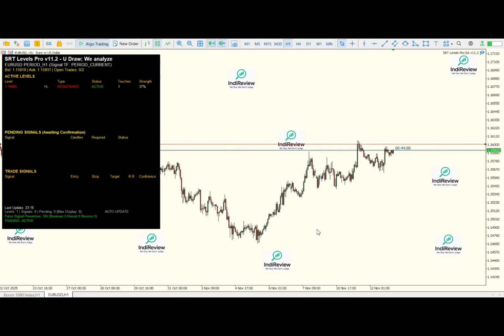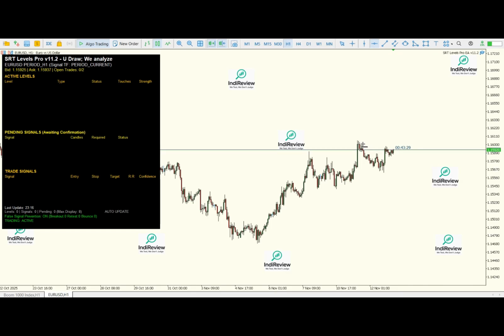All right, so let's see what this whole thing is all about. The SRT Levels Pro identifies your levels and then traces them or provides trade ideas based on how the market interacts. Interestingly, for this app, you don't need to label anything. Wherever you place your objects, it automatically labels it.